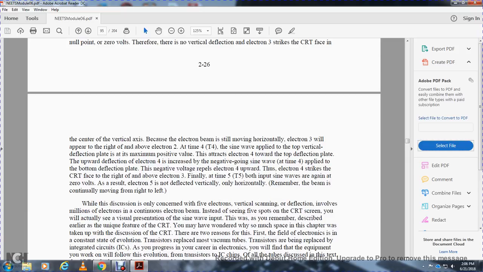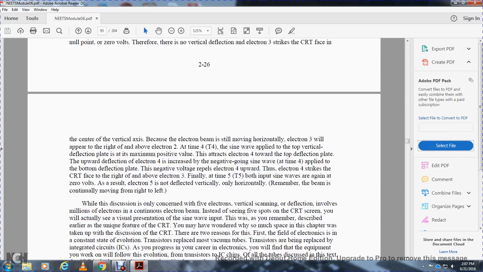At time 4, the sine wave applied to the top vertical deflection plate is at the maximum positive value. This attracts electron 4 toward the top deflection plate, with the upper deflection of the electron tied to the negative-going sine wave at time 4. The voltage applied to the bottom deflection plate is negative and repels electron 4 upward, so electron 4 strikes the cathode ray tube face right over electron 3.